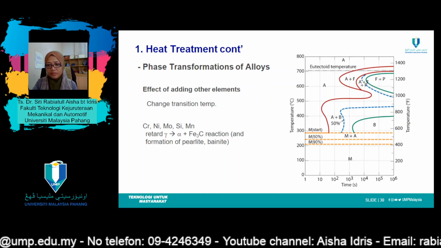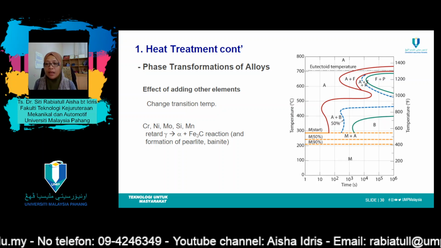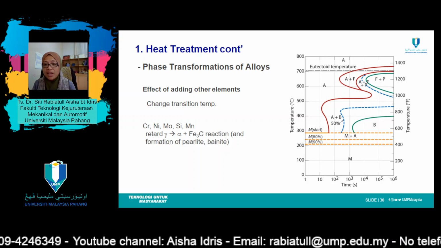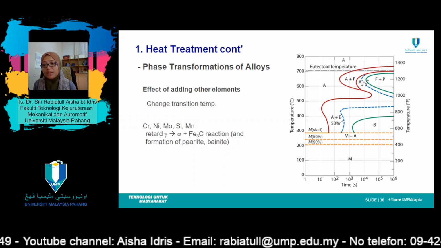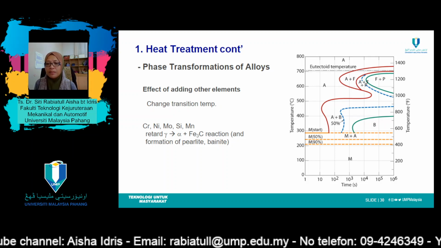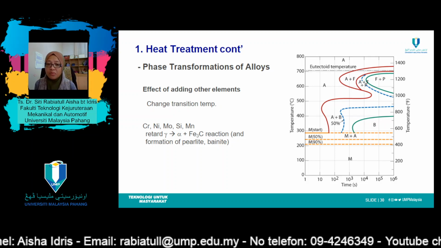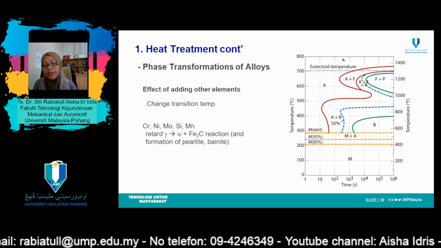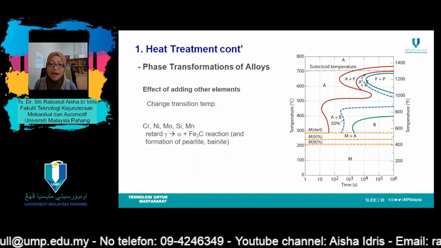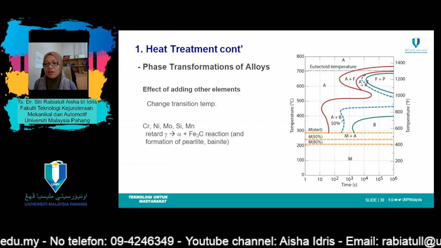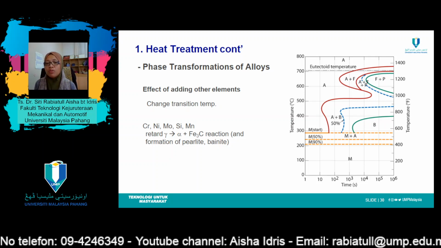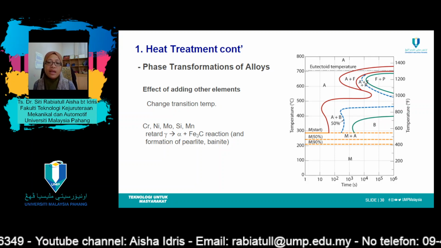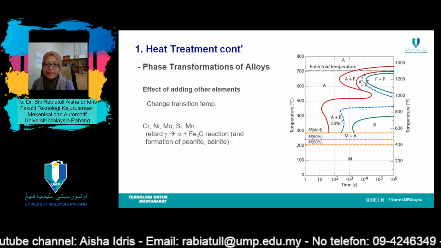Other than that, if we add other alloying elements into the steel, it will change the transition temperature. So it'll take some time to reach, for example, martensite or austenite or ferrite, bainite, and so forth. Examples of alloying elements include chromium, nickel, molybdenum, silicon, and manganese. The addition of these elements will retard the formation of, for example, austenite to alpha ferrite and cementite, or bainite or martensite.